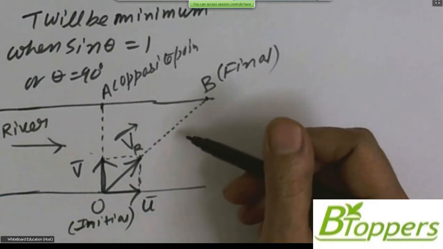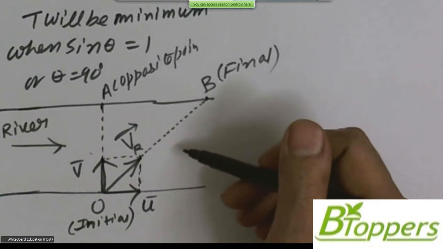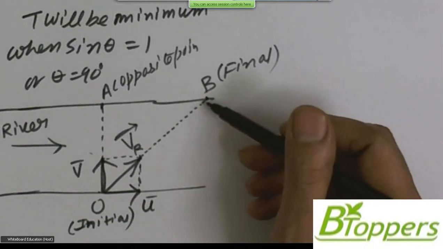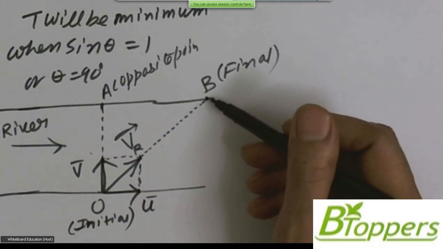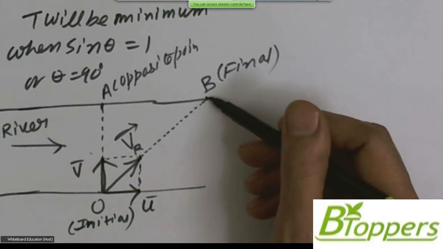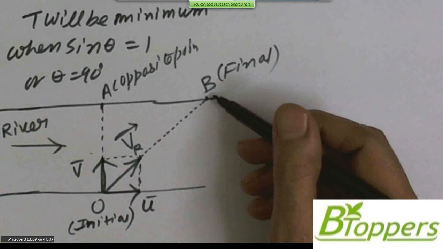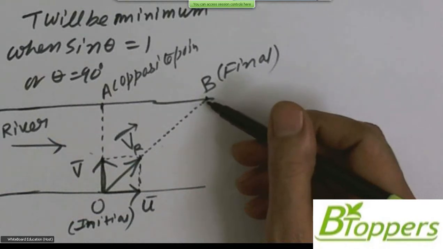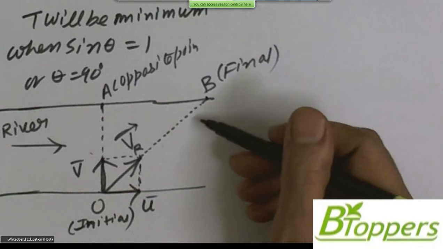O is the initial position of the boat. It just starts moving across the river. Then B is the final position of the boat or swimmer when it just crosses the river and reaches the other bank. In some of the problems, you may be asked to find the actual distance traveled by the boat while crossing the river. So in that case, you have to find the length of the line OB.